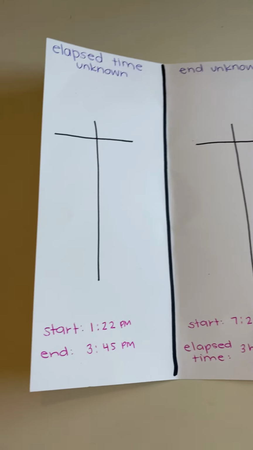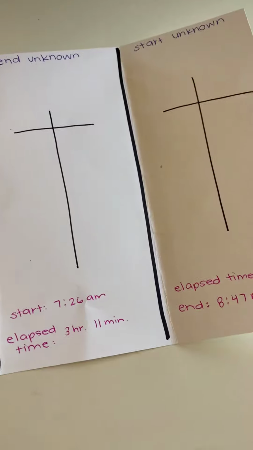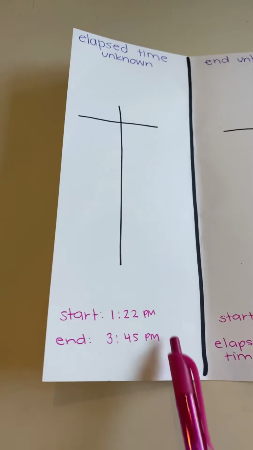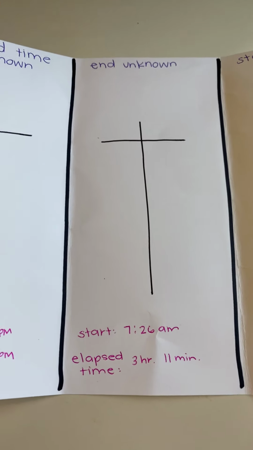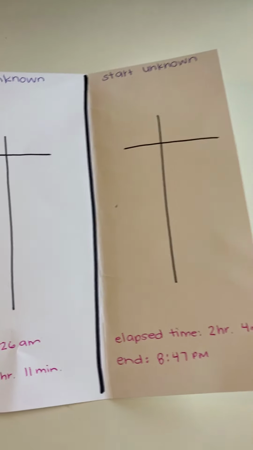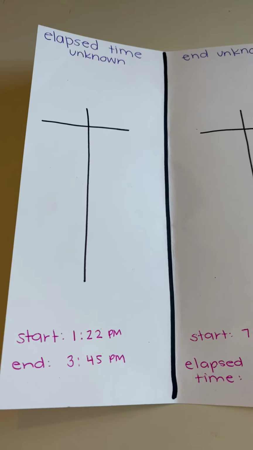So you should have your paper set up with your 3 T-charts: elapsed time unknown, end unknown, and start unknown. And you notice at the bottom I've added some start and end times to this first one, a start and an elapsed time here, and an elapsed time and an end time here. So those are the problems that we're going to be solving together.